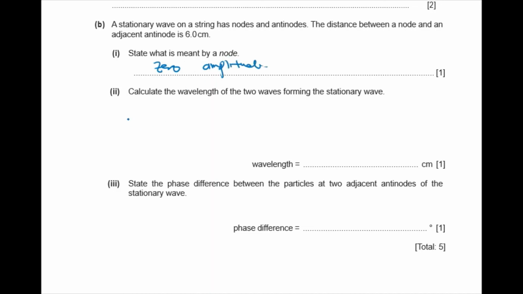Calculate wavelength. So from node to antinode is 6 cm. Node to antinode is a quarter wavelength. So wavelength equals 24 cm.